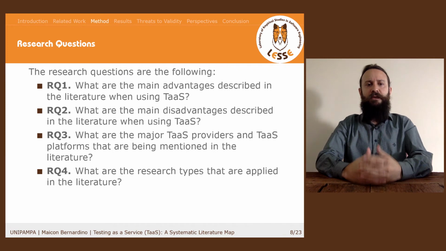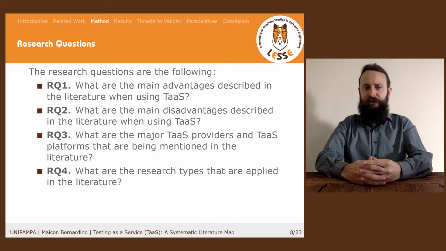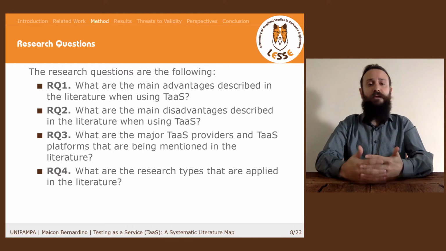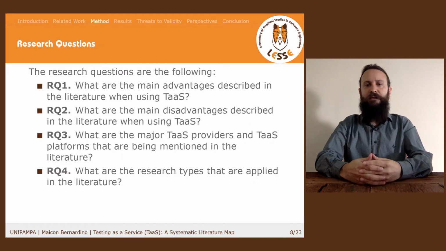Research questions. Based on PICO criteria, we formulate 4 research questions. Research question 1. What are the main advantages described in the literature when using TaaS? Research question 2. What are the main disadvantages described in the literature when using TaaS? Research question 3. What are the major TaaS providers and TaaS platforms that are being mentioned in the literature? Research question 4. What are the research types that are applied in the literature?